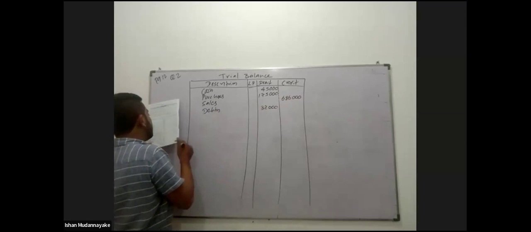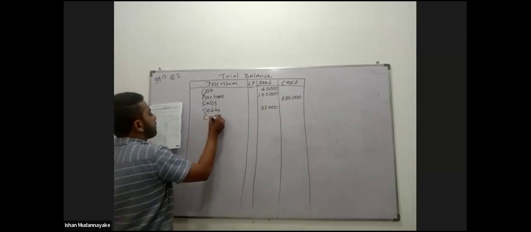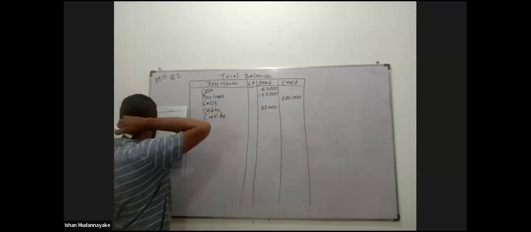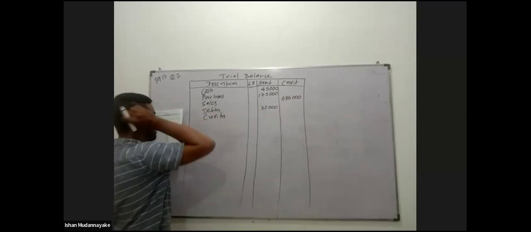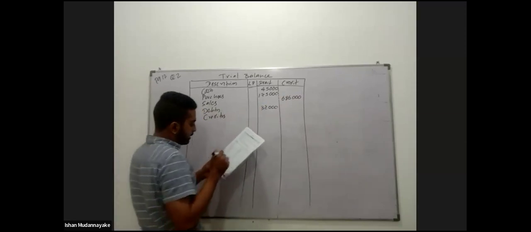Right. Creditors: credit. Yes, creditors 12,000, credit side.